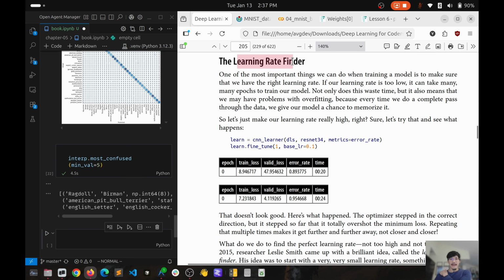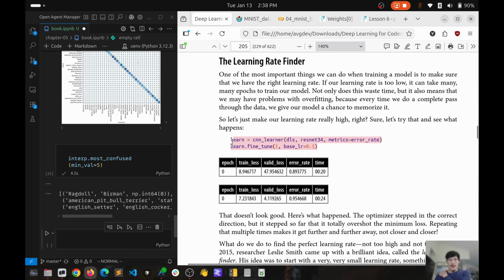The learning rate finder. One of the most important things we can do when training a model is to make sure that we have the right learning rate. If our learning rate is too low, it can take many epochs to train our model. Not only does this waste time, but it also means that we may have problems with overfitting, because every time we do a complete pass through the data, we give our model a chance to memorize it. So let's just make our learning rate really high, right? Sure, let's try that and see what happens.